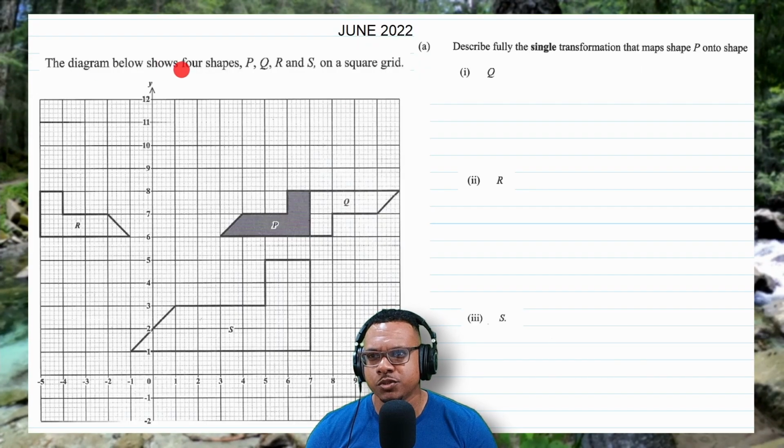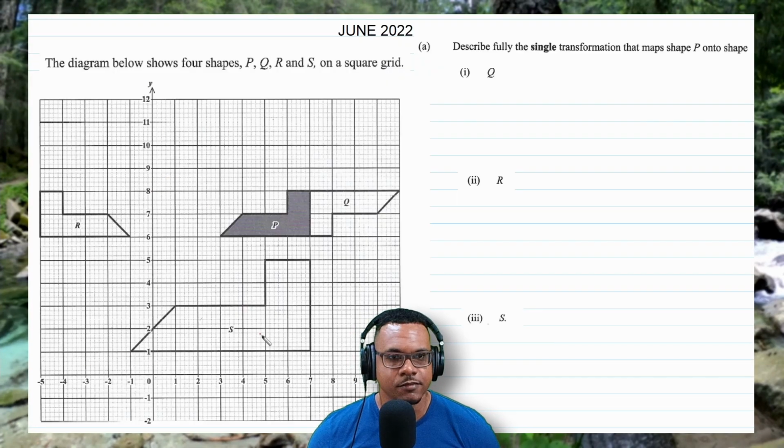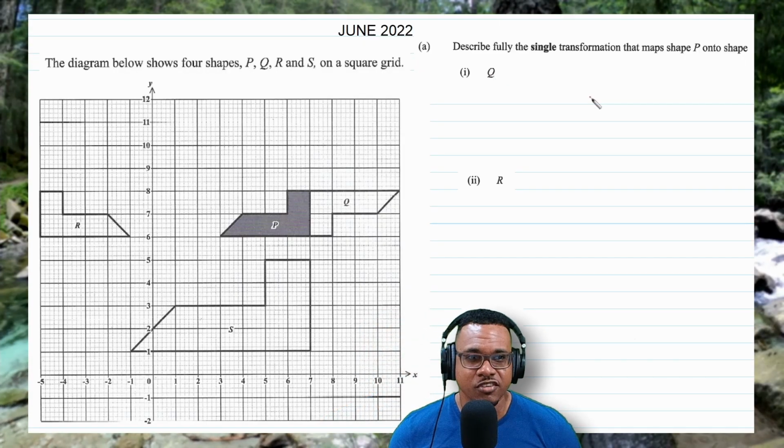We have the diagram below shows 4 shapes, P, Q, R, and S. So here we have P, Q, R, and S on a square grid. So this is just the Cartesian plane, your y-axis and your x-axis. And part A, we want to describe fully the single transformation that maps the shape P onto the shape for part 1, which will be Q. So basically, we just want a single transformation that's going to map the shape P to Q.